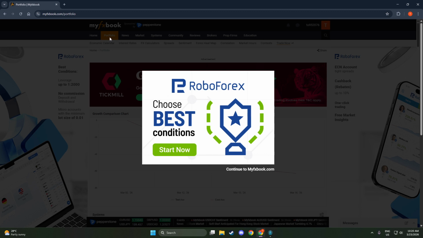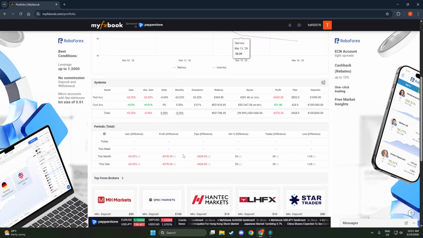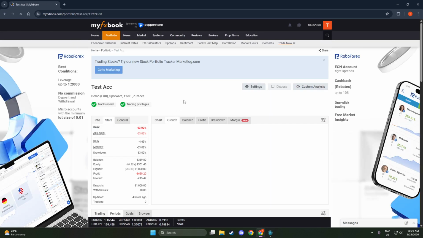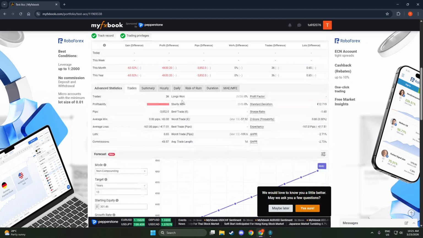On the system page, scroll down through the main stats until you reach the section labeled Advanced Statistics. It sits below the headline numbers and charts and brings together deeper metrics that go beyond simple gains and losses. Give the page a moment to load if your account has a long history. Myfxbook crunches quite a bit of data here.